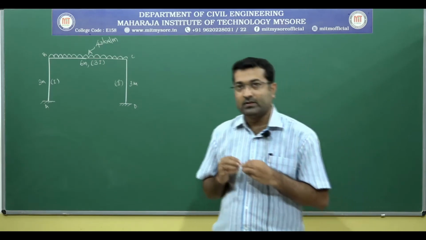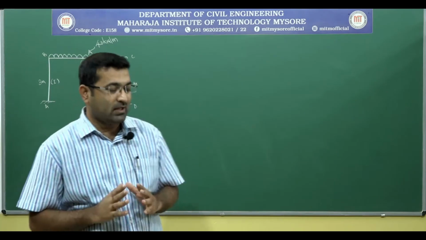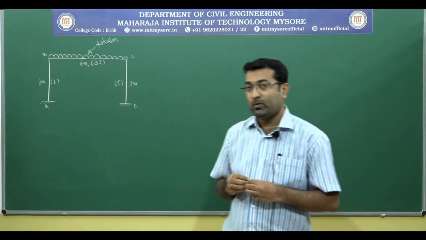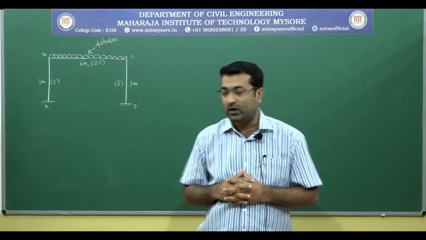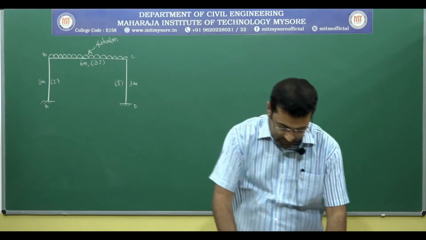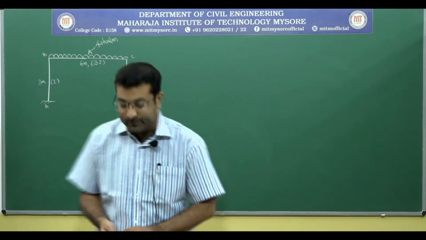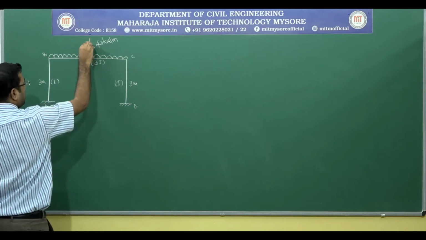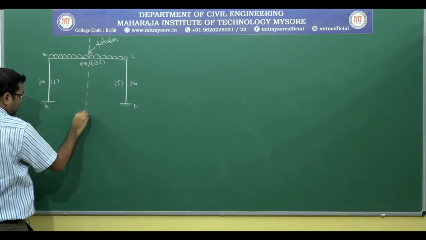But the only thing is I will go with a different approach. I will use the same Kani's method for the analysis, but the approach will be different. Why I am trying to use a different approach here is, if you see the frame very carefully, it is a symmetric frame. So symmetric means, in what sense is it a symmetric frame? Okay, you see, if I divide the entire frame exactly at the center, something like this.